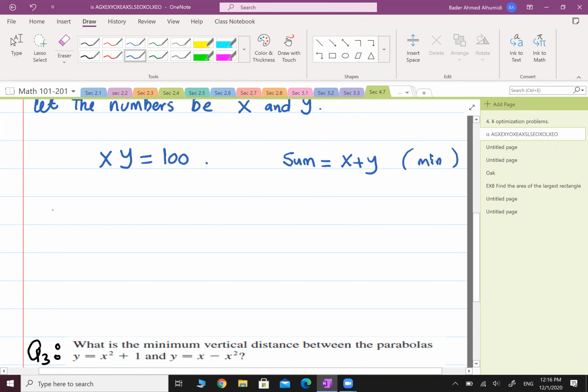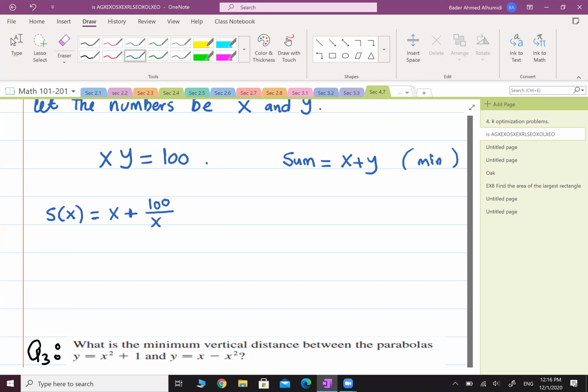So I will write now S of x. What is S of x? The sum in terms of x only. So I will write here x plus y. What is y from the given? It is 100 over x, isn't it? So what I did now, I formulated the quantity, which is called Q in the directions there. I called it here S of x, the sum in terms of x.